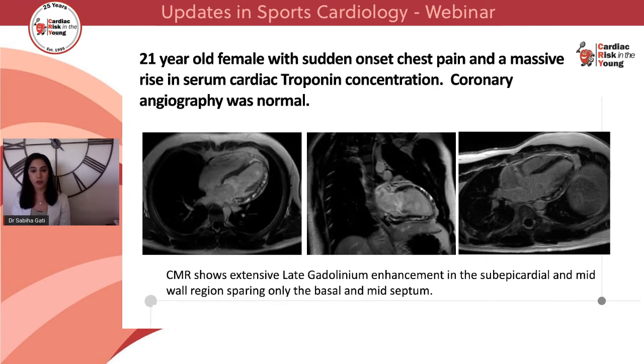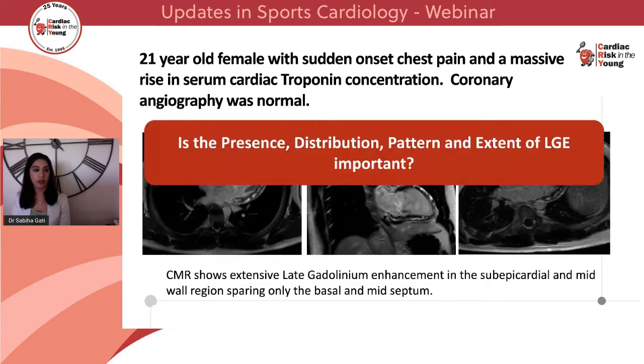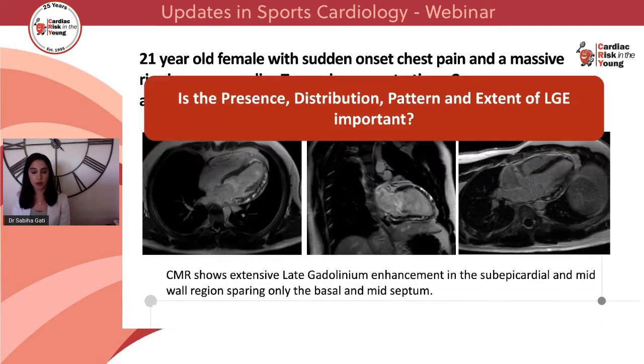And at this point, we need to be asking the question, is the presence, the distribution, the pattern, and the extent of late gadolinium enhancement important? And the short answer is yes, it is. Let me take you through some studies.